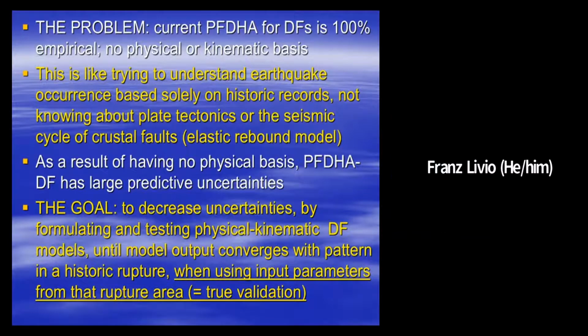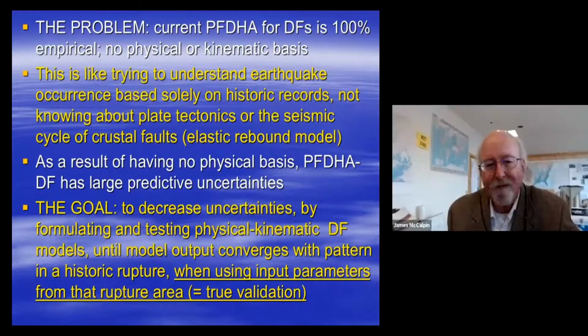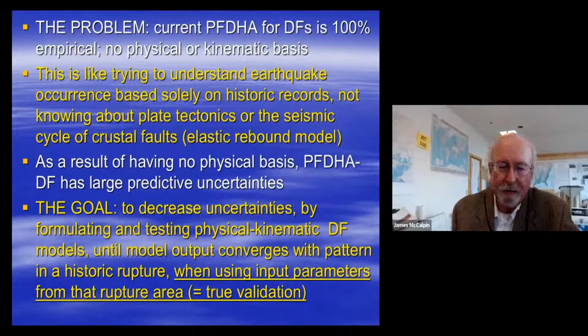So as a result, in distributed faulting, we have large predictive uncertainties because we don't have an underlying physical model. And obviously, there's a lot of uncertainty in the PFDHA output. We want to decrease that. And the best way to decrease that is to come up with some physical kinematic models of distributed faulting until the model output converges with the patterns observed in historic ruptures.